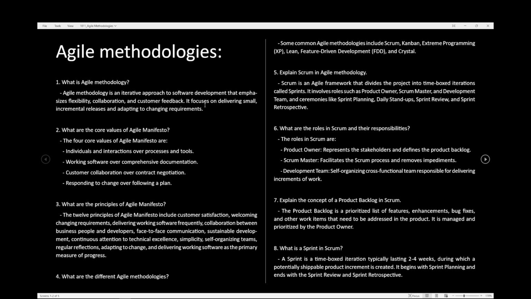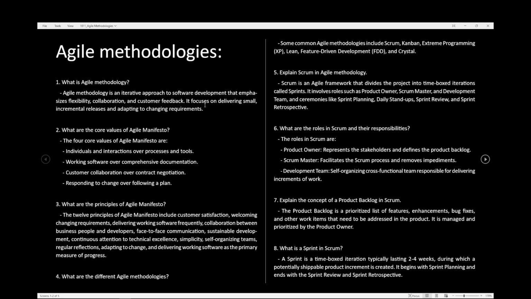What are the principles of the Agile Manifesto? The 12 principles of the Agile Manifesto include customer satisfaction, welcoming changing requirements, delivering working software frequently, collaboration between business people and developers, face-to-face communication, sustainable development, continuous attention to technical excellence, simplicity, self-organizing teams, regular reflections, adapting to change, and delivering working software as the primary measure of progress.